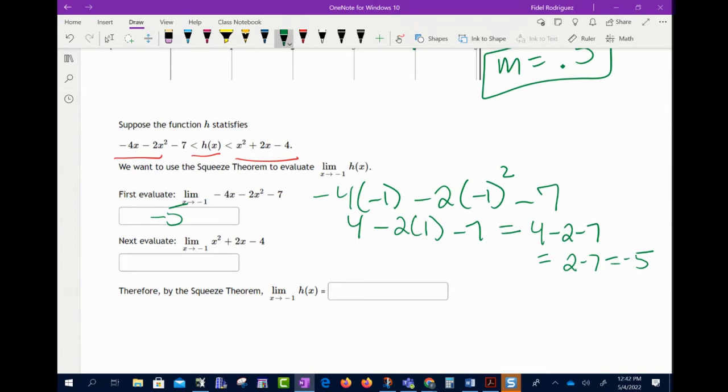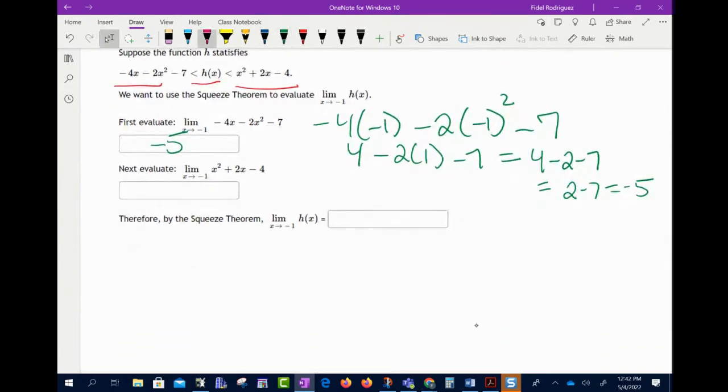Okay. Now, we're going to do the same process all over again, but we're going to find this limit. Okay. So remember what I'm going to do. Everywhere I have an x, I'm going to plug in a -1.